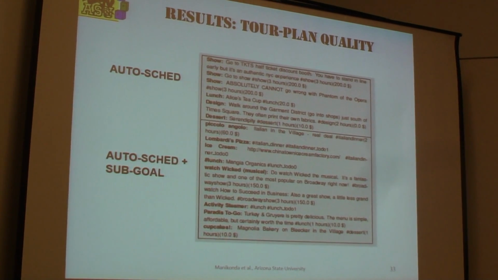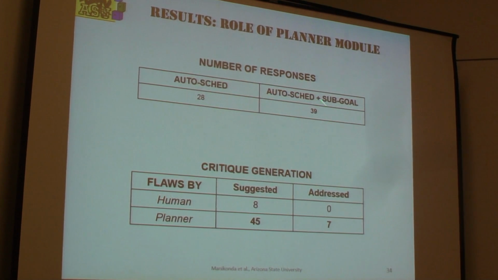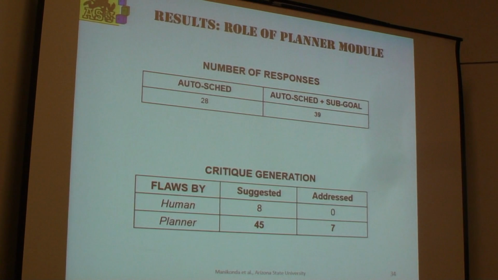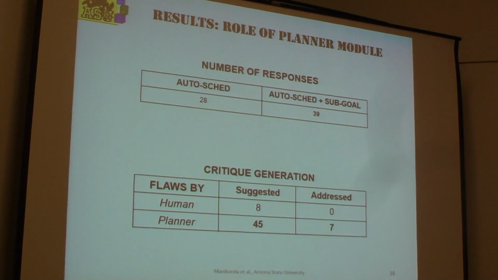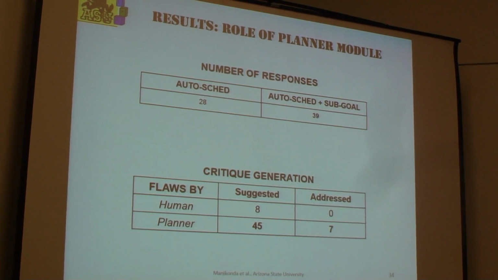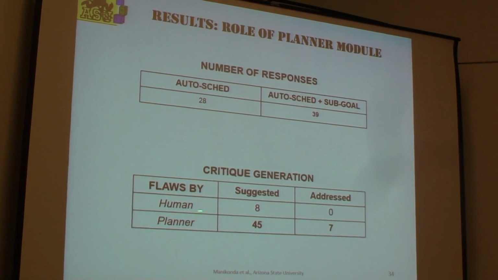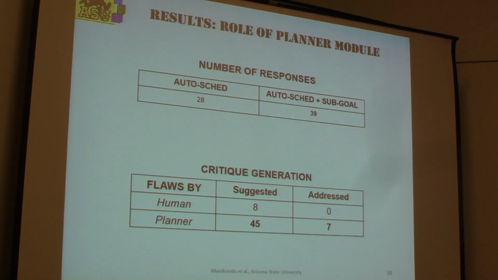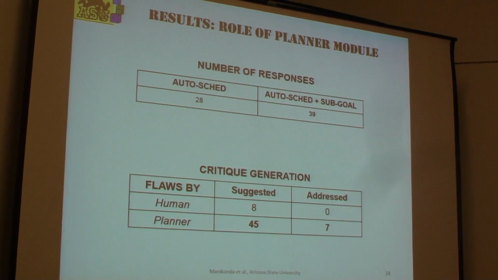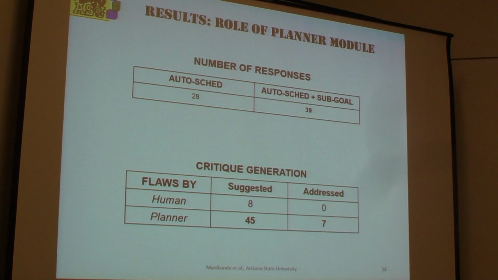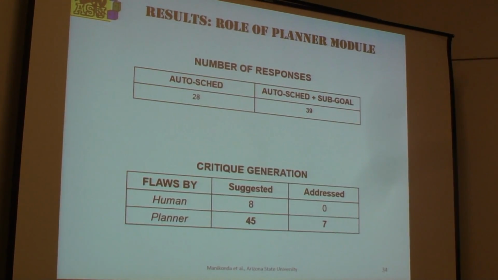So there are more detailed plans that come up. And similarly, there are also more responses when the planner is deployed. And there are also more critiques generated when the planner is actually being used. The planner suggested 45 critiques as against the crowd suggesting just 8. And 7 of the critiques suggested by the planner were actually solved, whereas none suggested by the humans were even looked at by the other Turkers. And of course, we didn't bias them, we just put them all together in one place. So there's no way for the next Turker to tell whether a critique was generated by the planner or by a human.